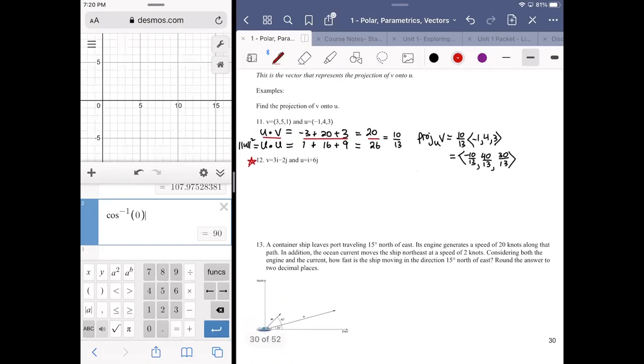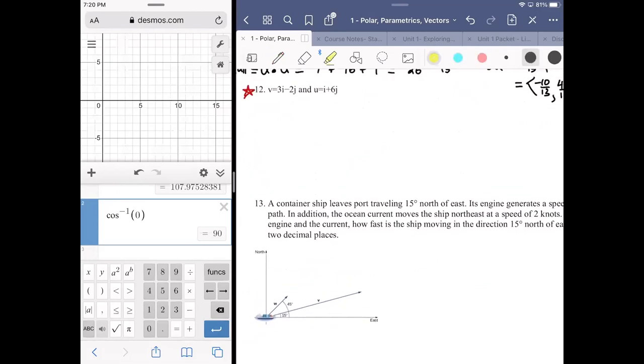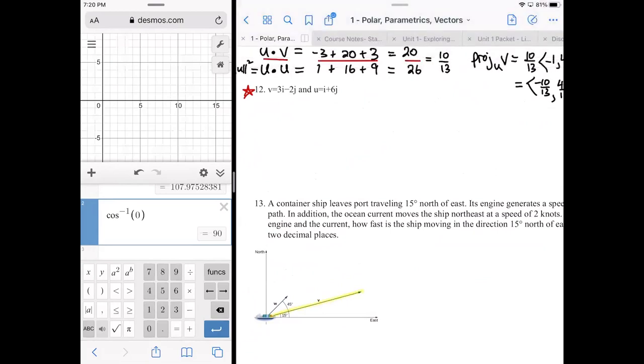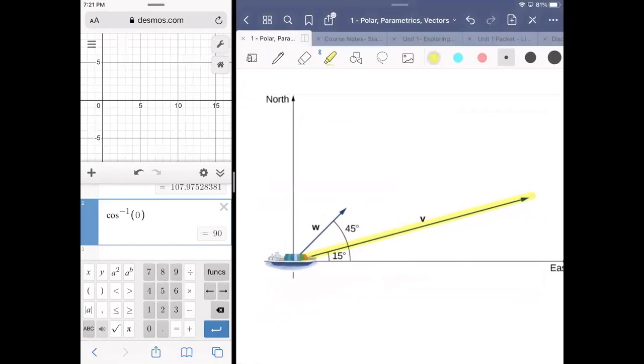So 15 degrees north of due east is, and I'll just highlight it here, that bad boy right there. What I want to do is figure out what W is contributing to the vector motion in the direction of V, right? So this goes back to that diagram I was talking about two pages ago, maybe last page, I forget.